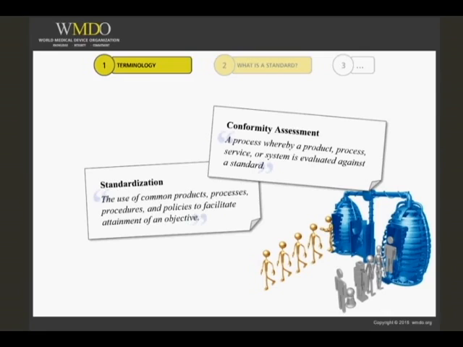With that background, let us begin with the first of our 3 questions. What is a standard?